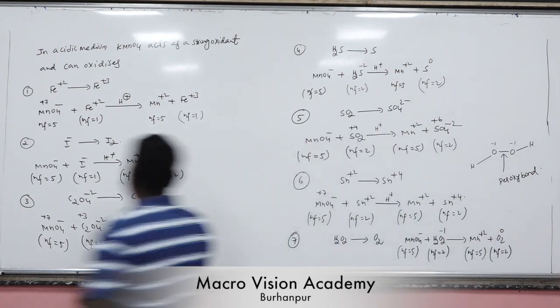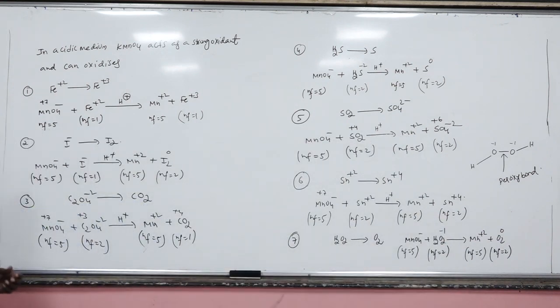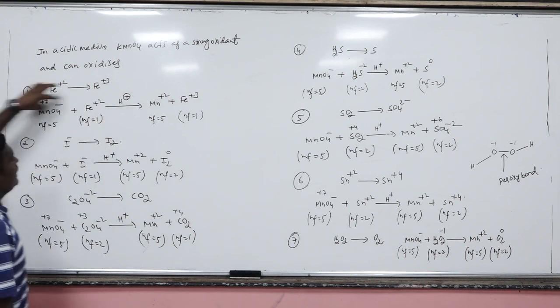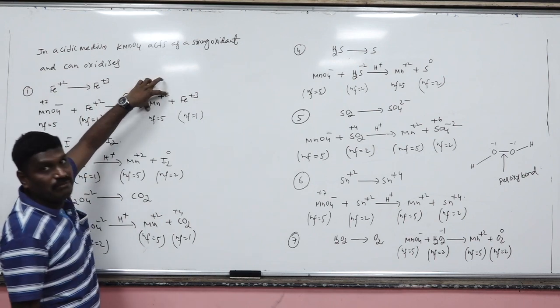So ultimately, the final conclusion, what we can expect here: potassium permanganate in acidic medium reduces manganese +7 into manganese +2. This is very important.